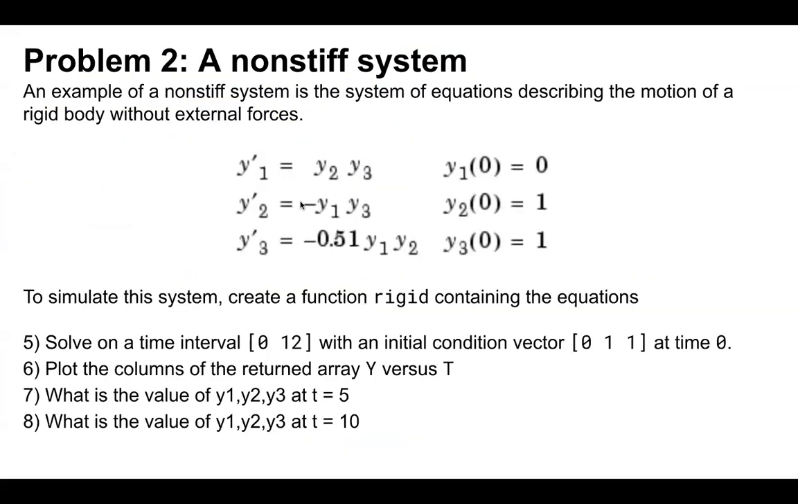Here also you have three variables, y1, y2, and y3. Initial values are also given, and you have to solve over the time interval. Time interval is given, initial conditions are given, and what else? You have to plot it and also specify what is the value at t equal to 5 and t equal to 10. So this is 0, 5, 10. This should be your time span. I'll give you a few minutes and then we'll discuss the answer.